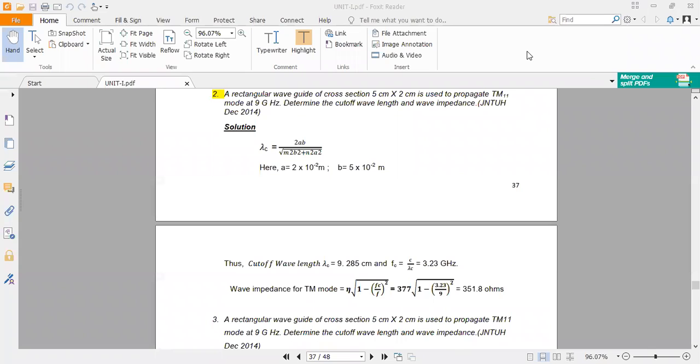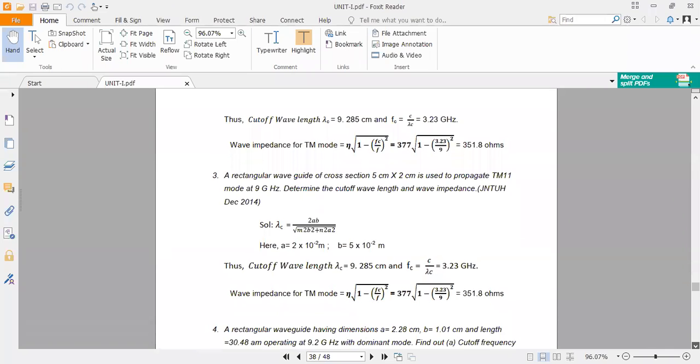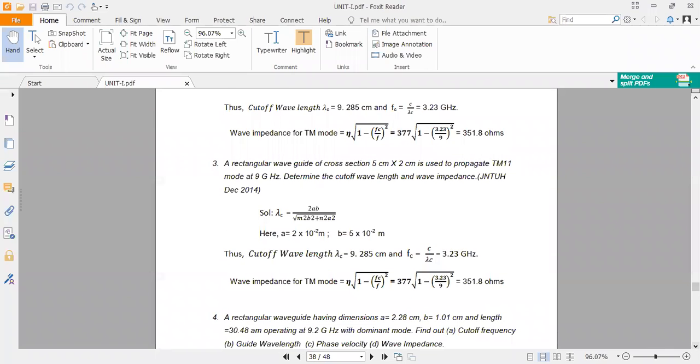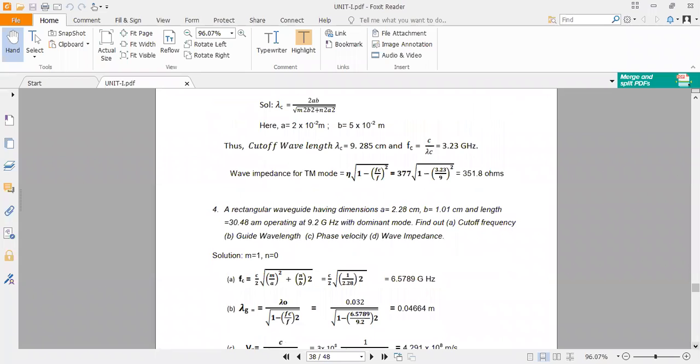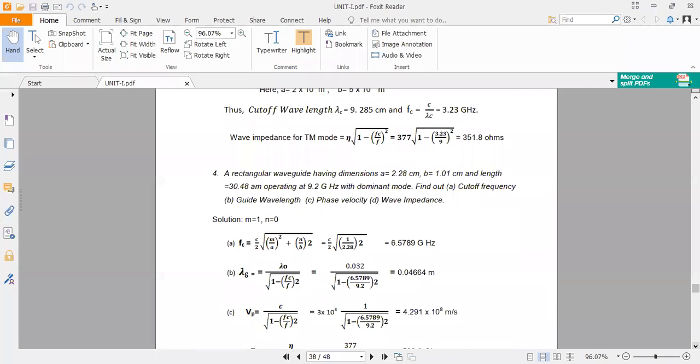Okay. So next we'll proceed to the next example. What is the next example? Any variation? Same, I think same problem. Cross sectional area, TM11 mode given. So same problem, no problem. No variation. So in this problem, we'll see almost all the parameters are covered.